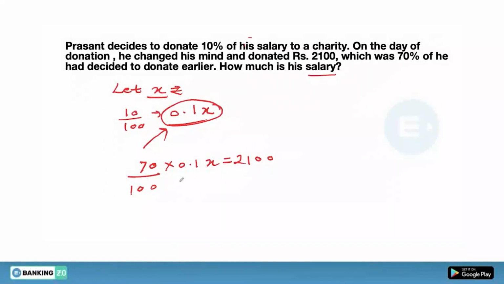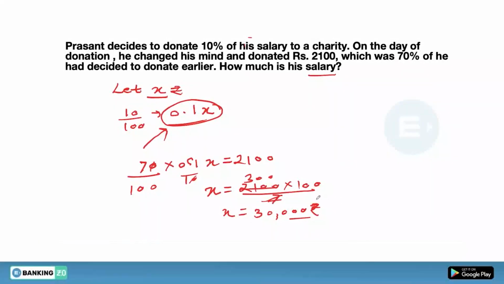Now we can solve this question easily. In this manner, we can calculate its part. Its answer is going to come 2100 into 100 divided by 7. This means his present salary is what? His present salary is 30,000 rupees. Fine. So this is our answer.